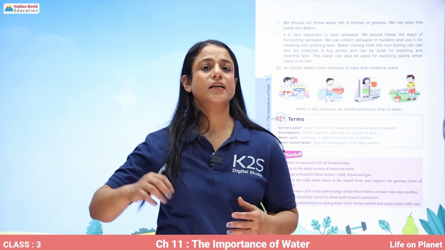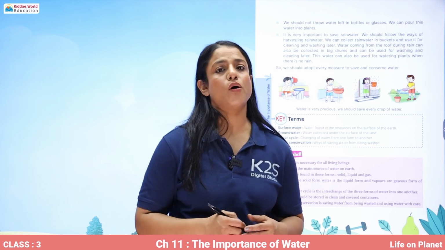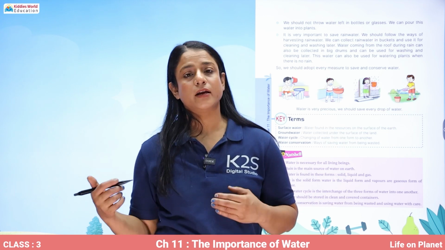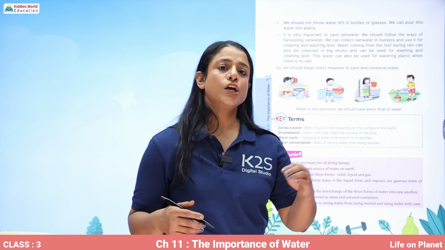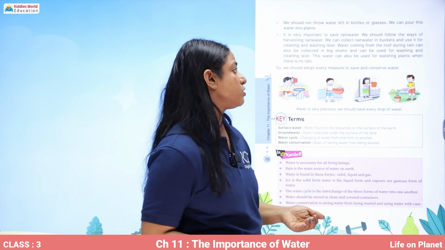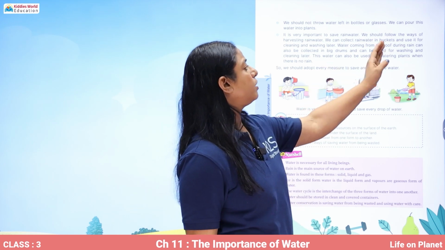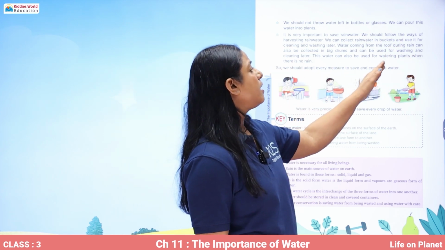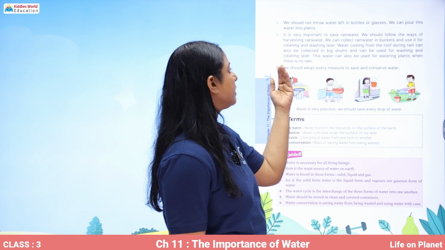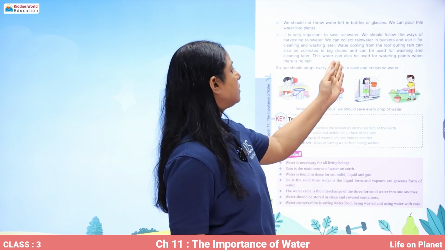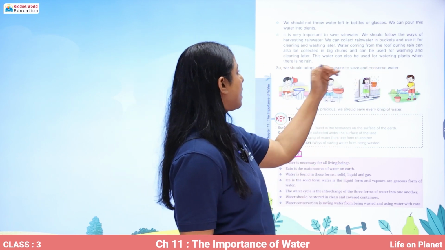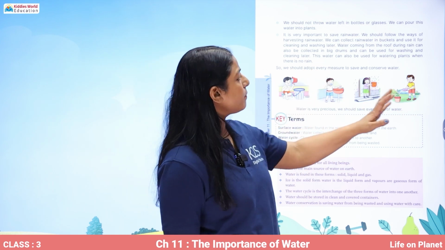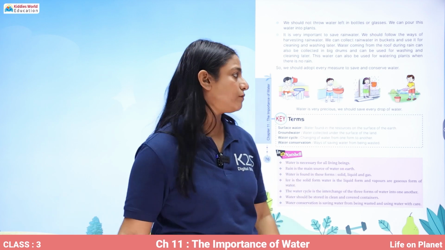That rainwater later can be used for mopping the floors. Even after 2-3 days, when there is no rain, you can water the indoor plants also. Water coming from the roof during rain can also be collected in big drums and can be used for washing and cleaning later. This water can also be used for watering plants when there is no rain. So we should adopt every measure to save and conserve water.